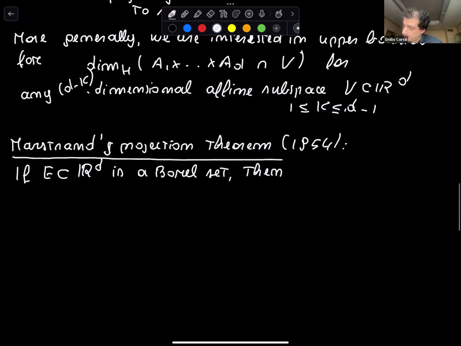So if E is a Borel set, then you look at the orthogonal projections onto k-dimensional subspaces. Well, there is a natural upper bound for that. First of all, orthogonal projections are one-Lipschitz maps. They cannot increase the Hausdorff dimension. So a natural upper bound is certainly the dimension of the space you are projecting to, k in this case.